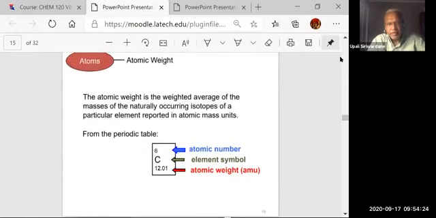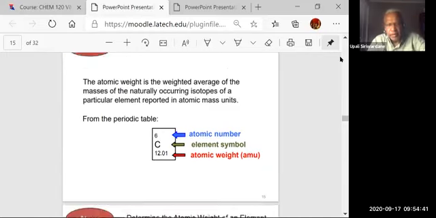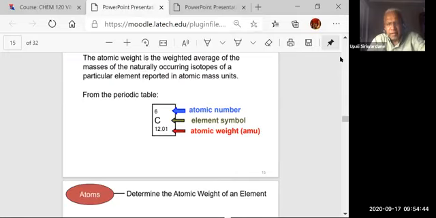Atomic weight is tricky. Since atoms are composed of isotopes, you have to calculate the average among the masses of these isotopes. Carbon-12 is not exactly 12. It's a little bit more, 12.01, because less than 1% is carbon-13. So it goes to the higher end of about 12.